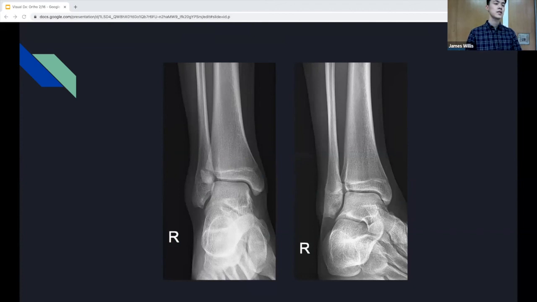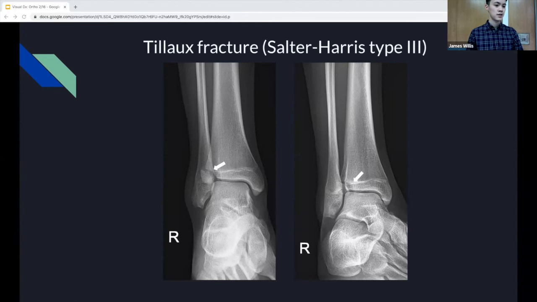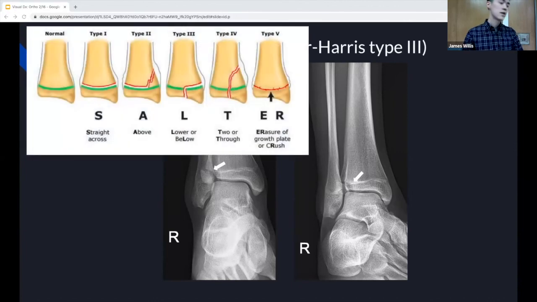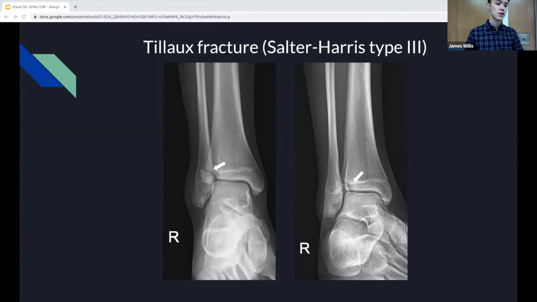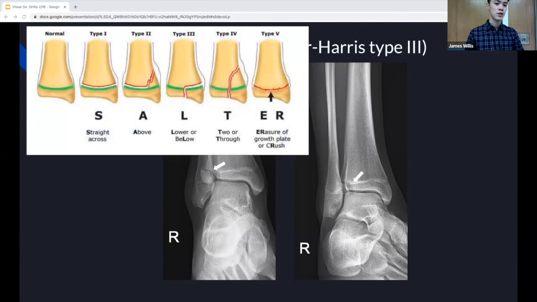Yep. So because he is a peds patient, we have to consider the possibility of this being a Salter-Harris. Which type would this be, 1 through 5? So there's the arrow sign. This is actually a type 3. There's the chart. This is also known as a Tillaux fracture. This involves the anterior lateral portion, mainly because it takes the longest to mature.